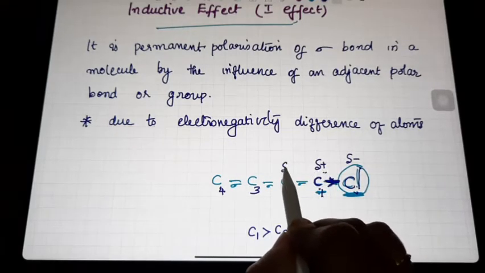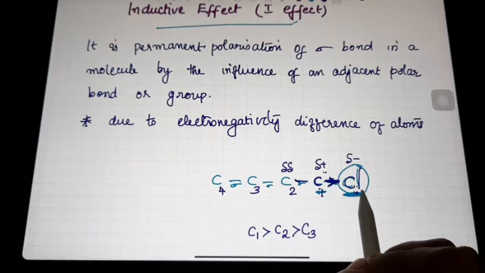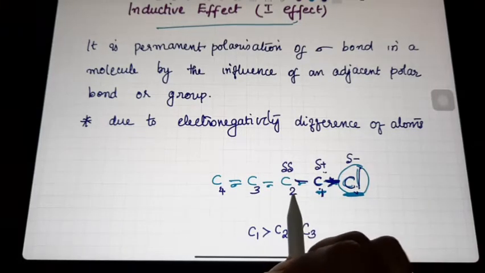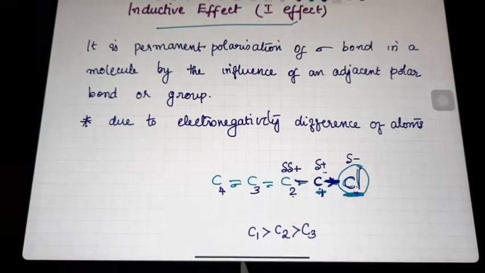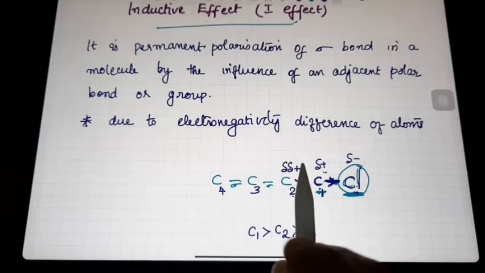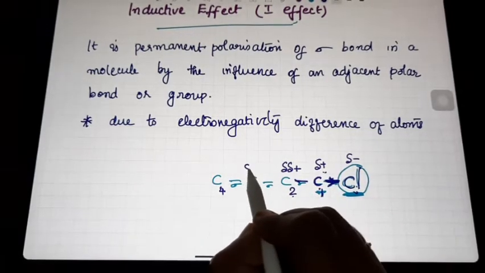The next one: from this sigma bond also, electrons are attracted towards this chlorine, but compared to the first carbon, it is less. That's why we write delta delta positive. Here delta delta means very, very small. Then what about this one?